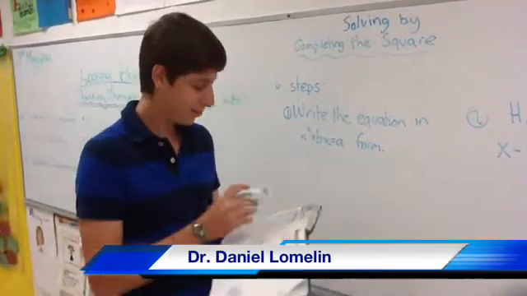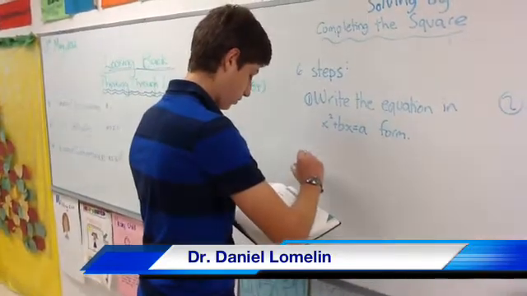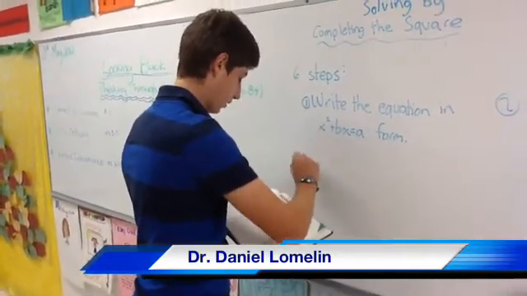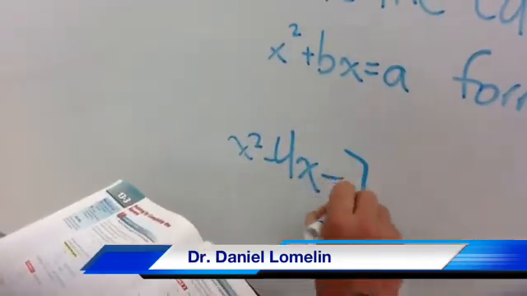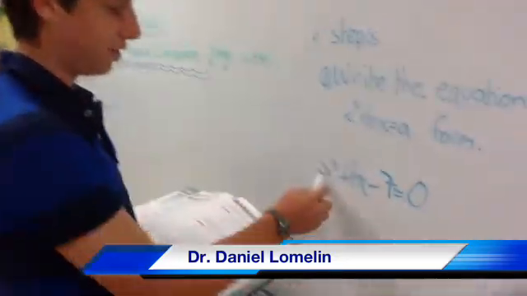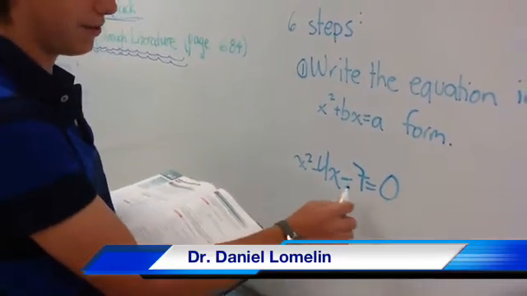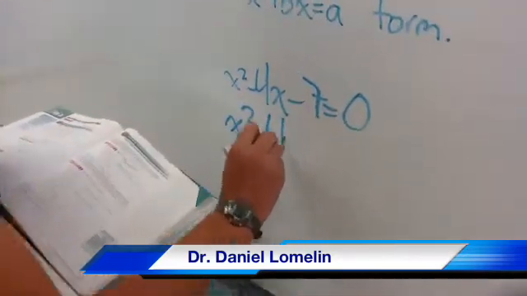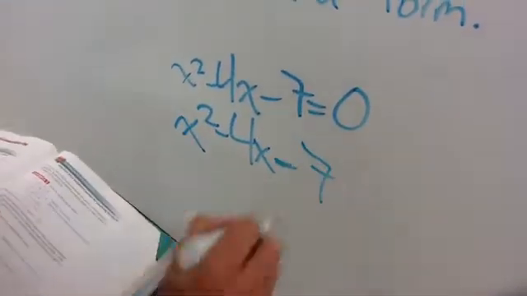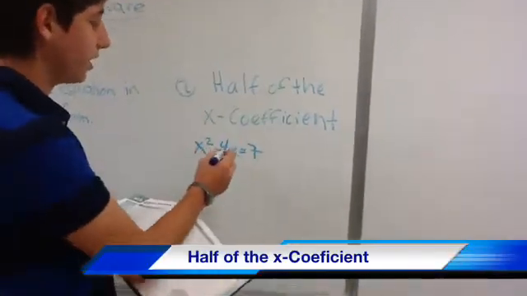So what is this? Imagine we have this problem as an example. We have x squared minus 4x minus 7 equals 0. The first step would be to leave the x squared and the negative 4x alone and pass the 7 to the other side. So we would rewrite it like this. That's the first step.